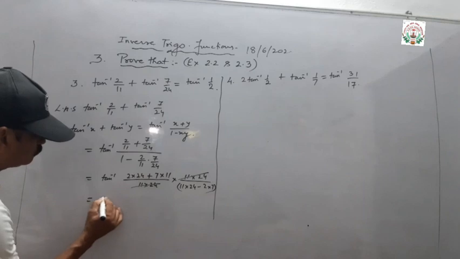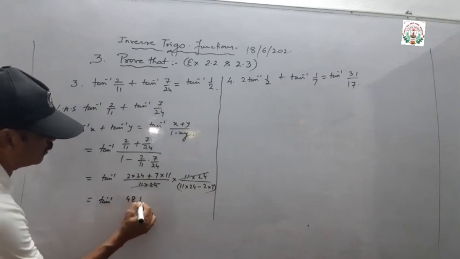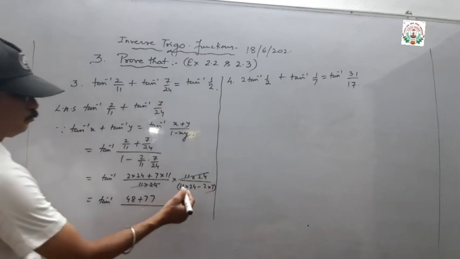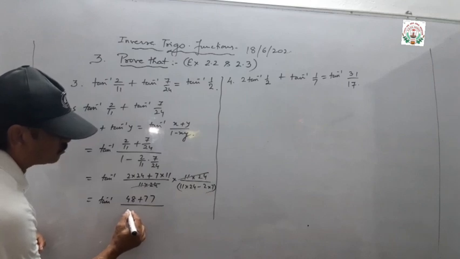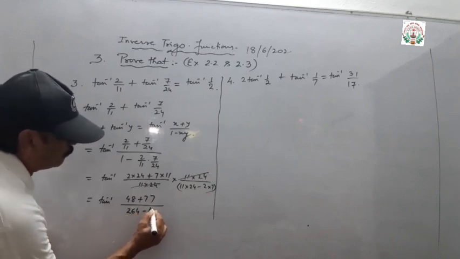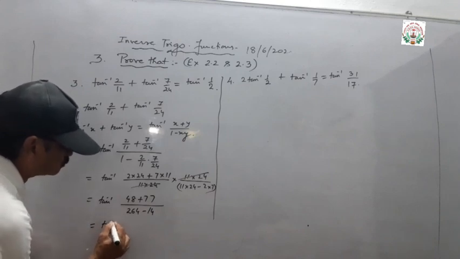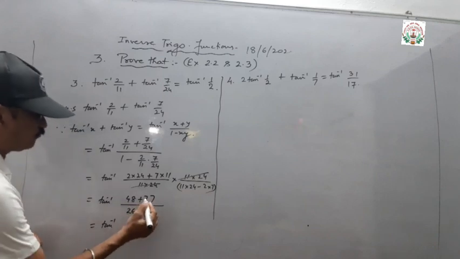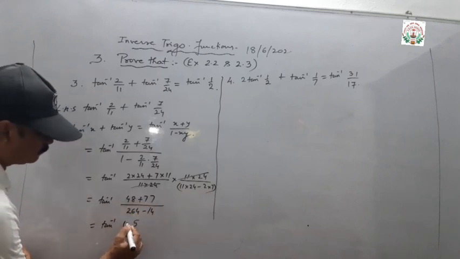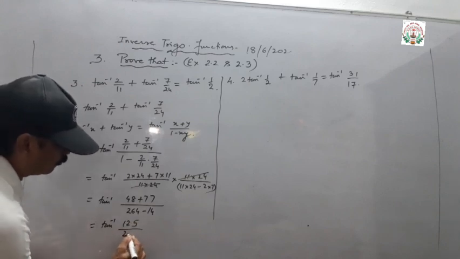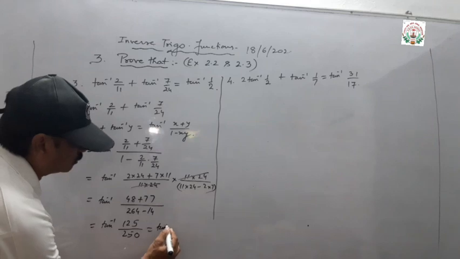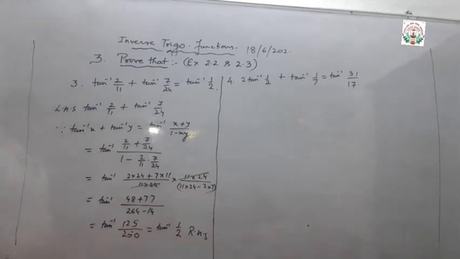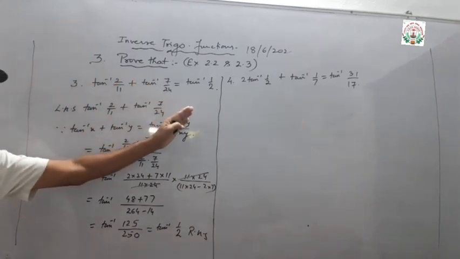cancelled out. So tan inverse of 48 plus 77 upon 24 into 11, which is 264, minus 14. That is tan inverse of 48 plus 77, that is 125, upon 250, that becomes tan inverse of 1 by 2. That is our RHS. So in this way, you have to simplify from LHS to RHS.